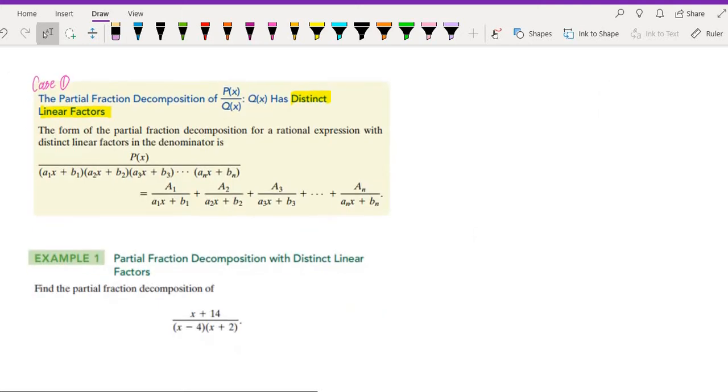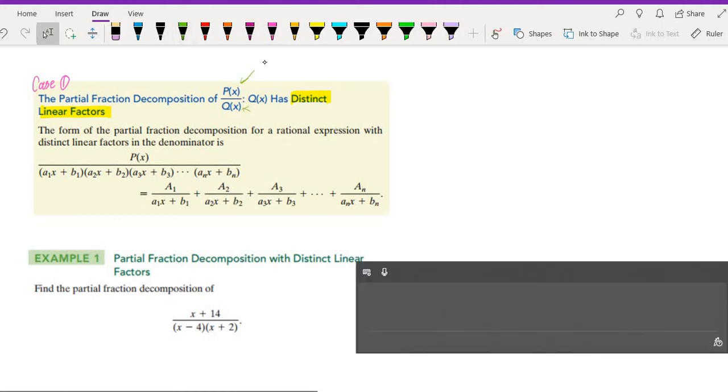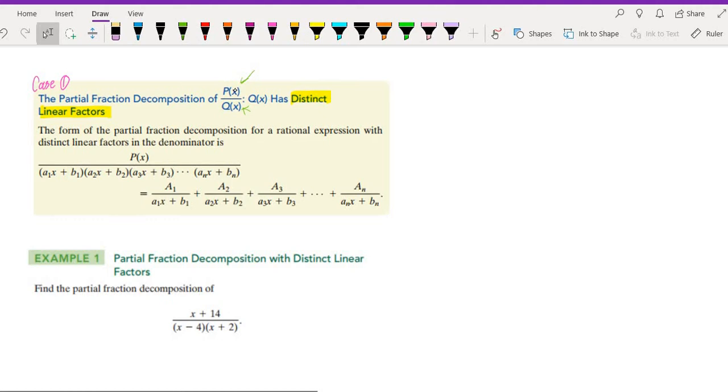Okay, case 1. If you look at this, it seems complicated. Let me just explain really quickly. Case 1 is the partial fraction decomposition of p of x over q of x. When we're talking about p of x, q of x, it's just a polynomial. And then we say the q of x, which is the denominator, has a distinct linear factor. I highlight over here, distinct linear factor. When we talk about linear, it means it's a straight line, and then we have an x.